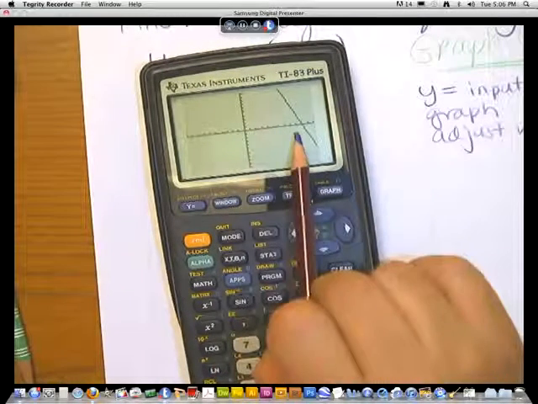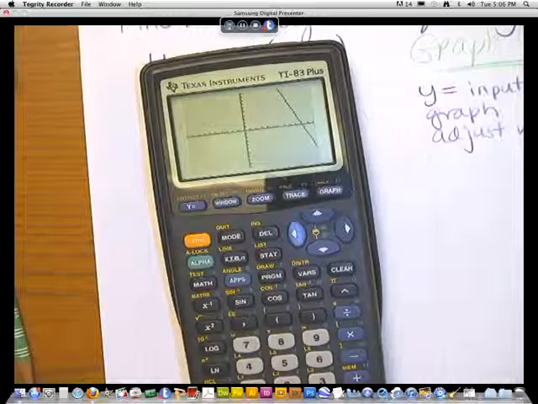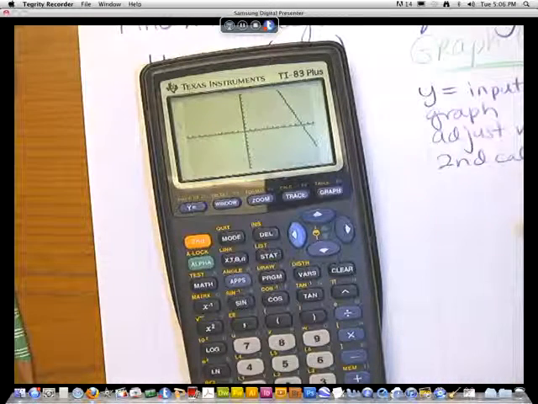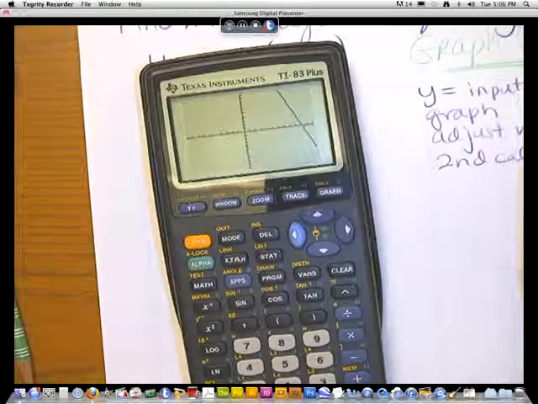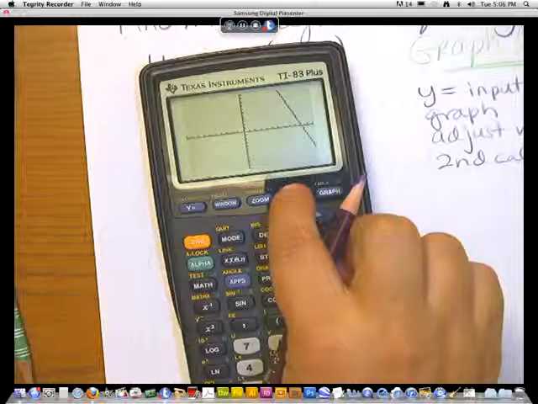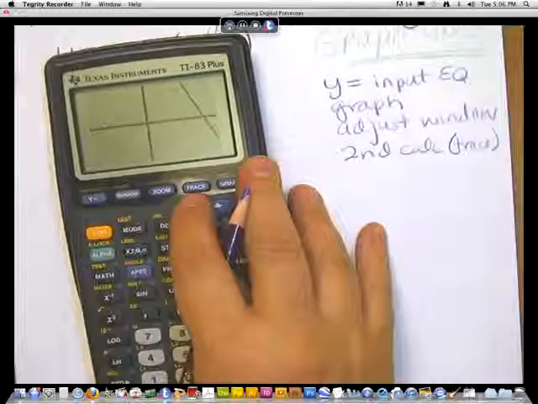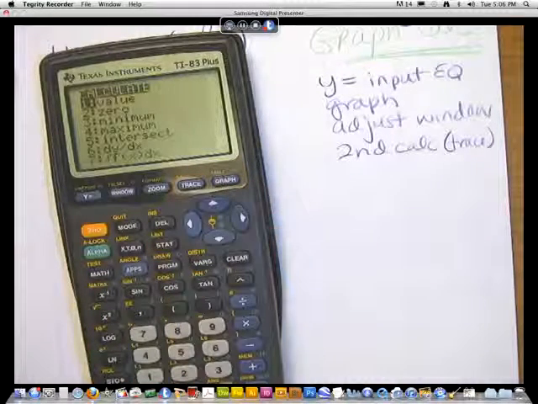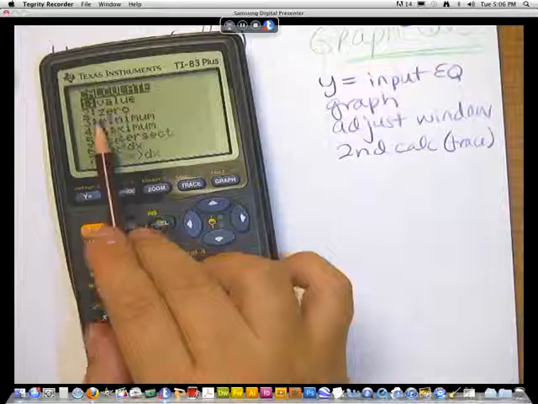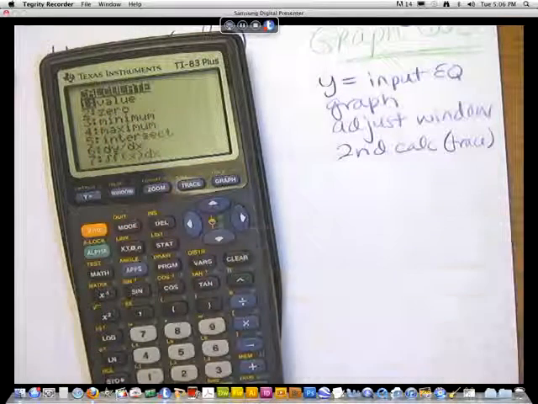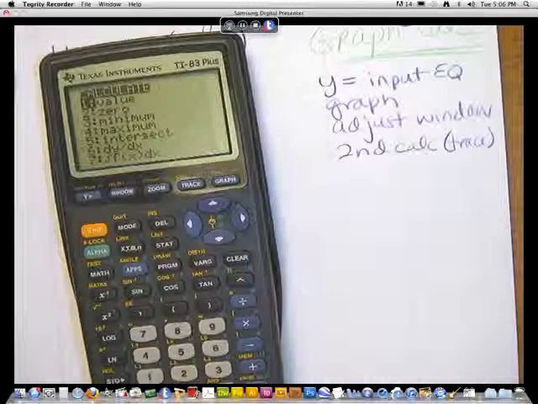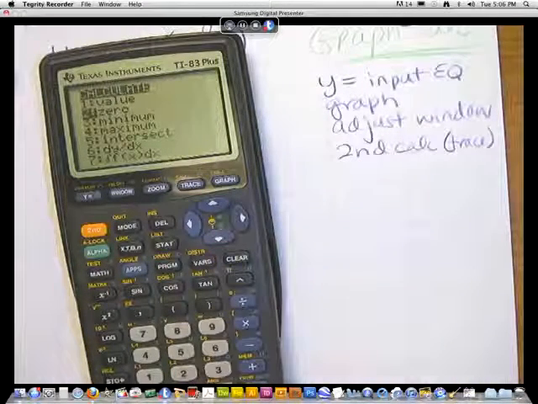Now, in order to verify that that is 10, what we just did by hand, we're going to go through a process where we're going to hit second and calculate, which is also the trace key. Here's our trace key, but above that is calculate. So second, calculate. And we're going to go to 0, because 0 is the same as x-intercept, it's the same as root. Those words are all intertwined. So we're going to go to 0.